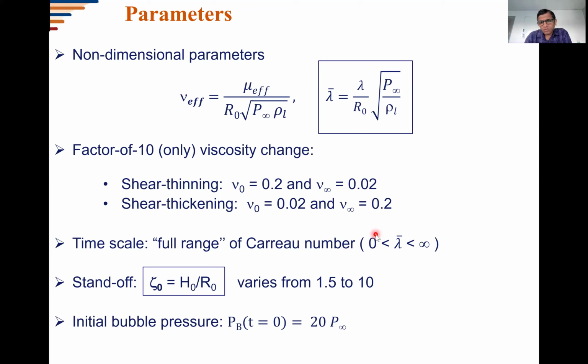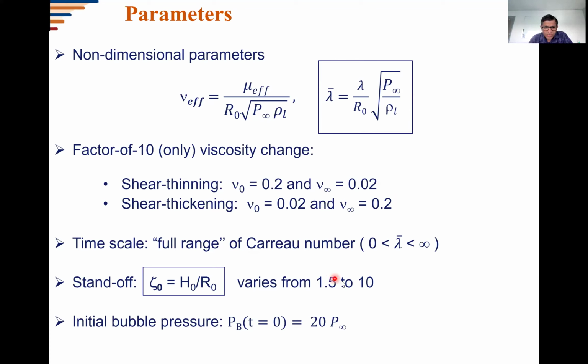And the main idea would be to then change this material time constant, which is again the rate at which the material viscosity changes. And we are going to explore this full range of Kerr number, keeping this as our control parameter. Kerr number is essentially the non-dimensional material constant, and also look at what happens to the bubble collapse characteristics as the standoff distance is varied.